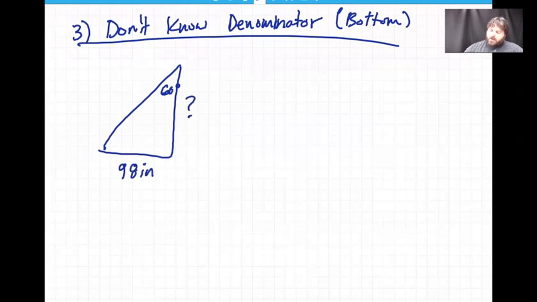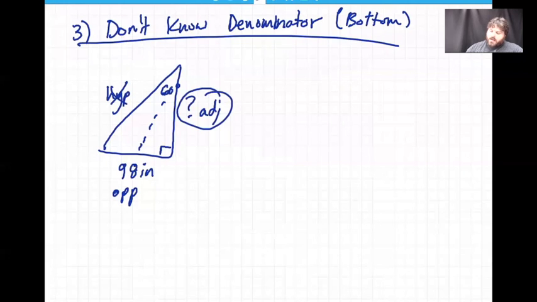So what am I dealing with? Well, let's label it first. Here's my opposite, because it's all the way across here. This would be my adjacent, and then, of course, my hypotenuse is across from the 90-degree angle, which is right here. So I don't care about the hypotenuse. I just care about finding the adjacent. I know the opposite, and I know the angle.